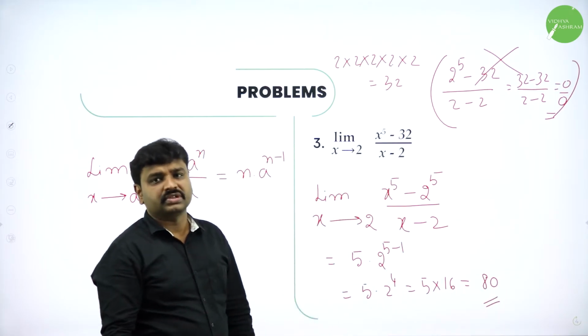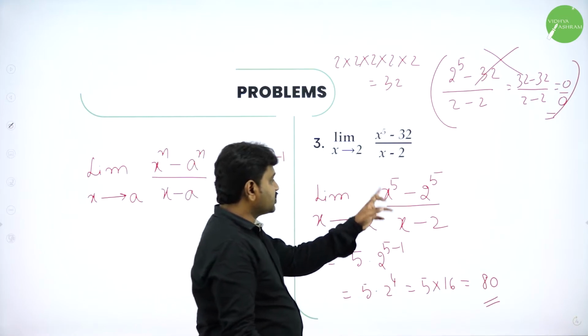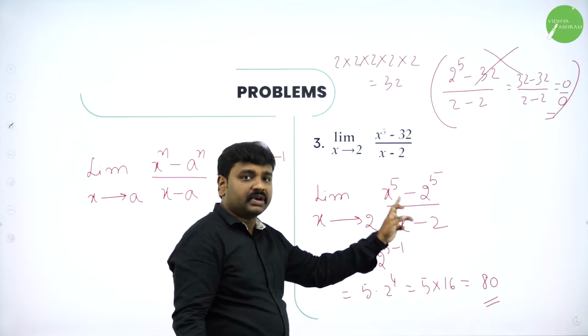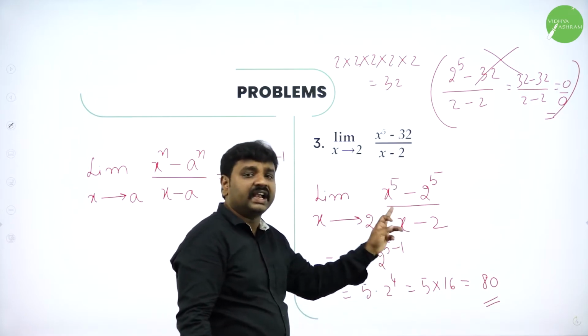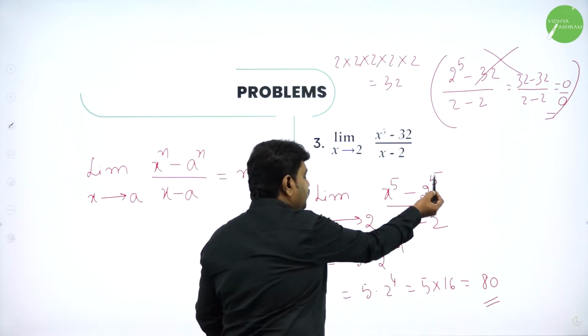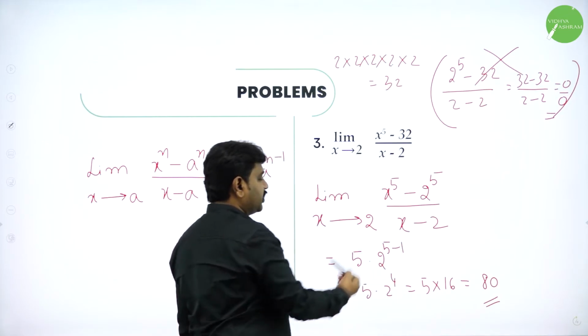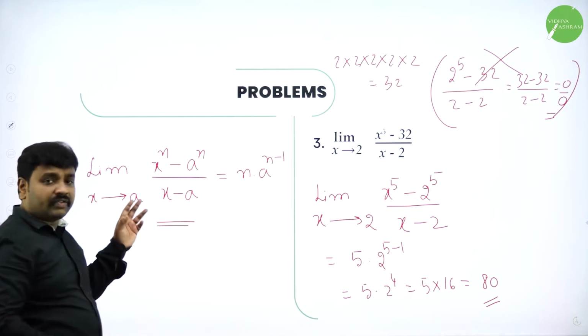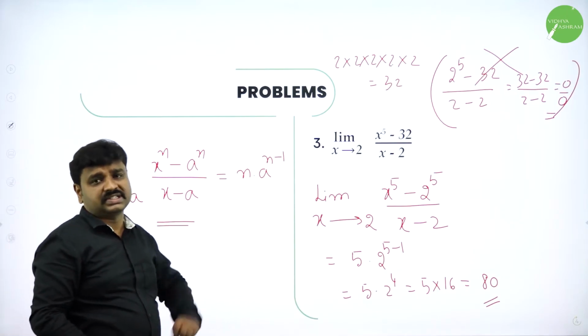Hope all of you understood this. So it is in the form x power n minus a power n by x minus a. If the problem is in the form x power n minus a power n by x minus a, the answer is n into a power n minus 1. Here n is 5 and a is 2, so 5 into 2 power 5 minus 1. I am using this theorem, and we have also proved this theorem in my last session.